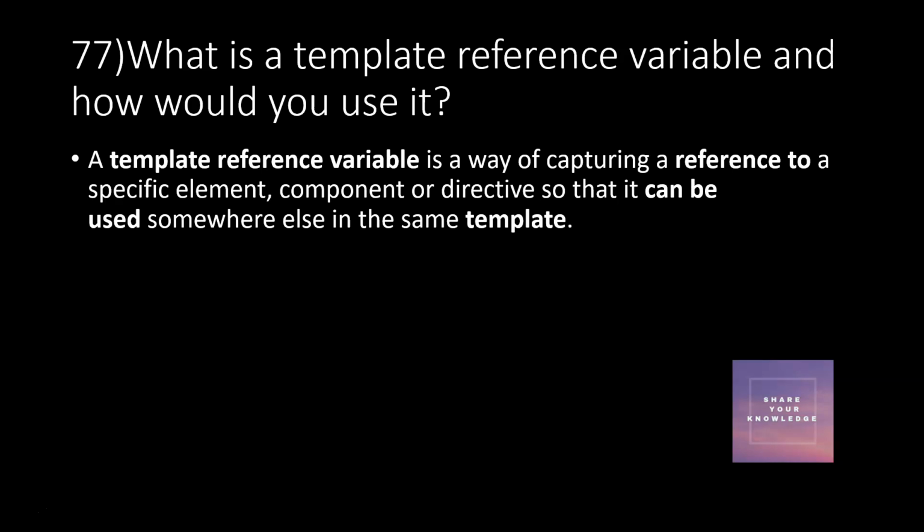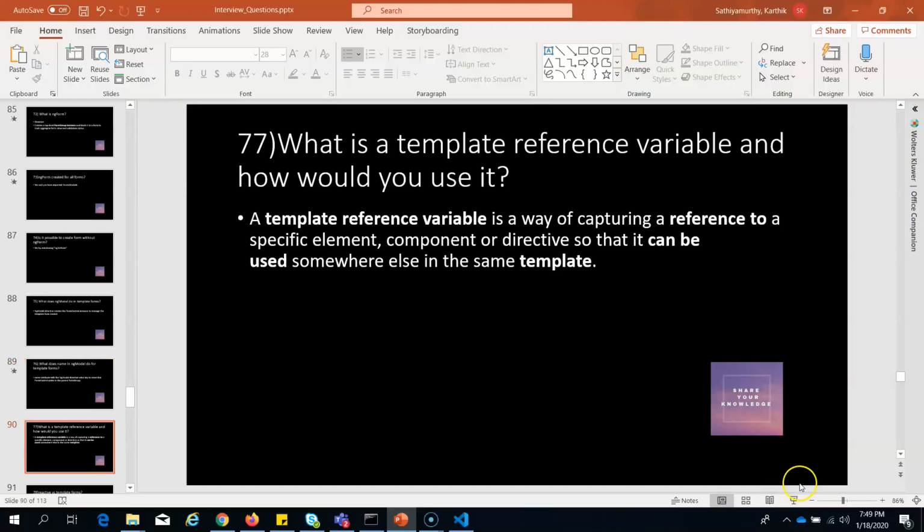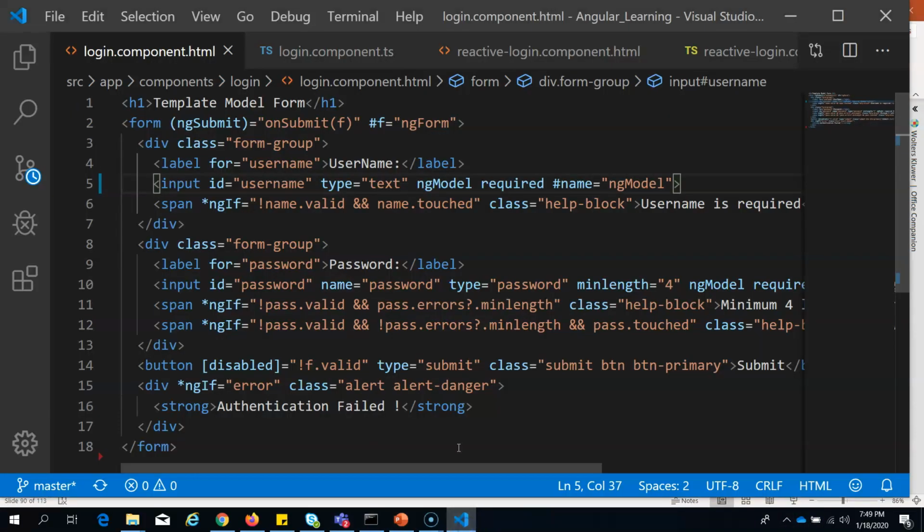What is a template reference variable and how do you use it? As we used it like this, we used it for getting access to the ngForm and ngModel. Whenever you want to use a template reference, you have to put a hash and any name. In that name, the model which is available on the DOM element will be available. You can directly use it.